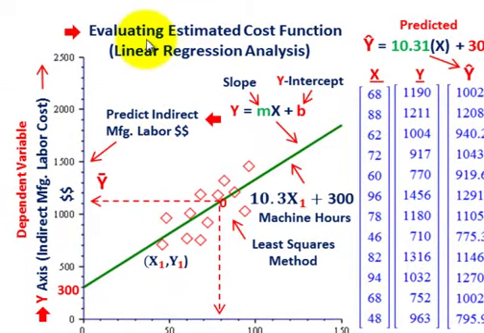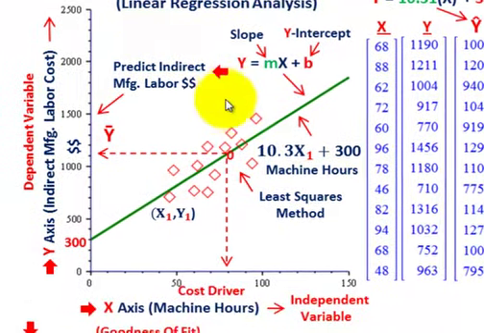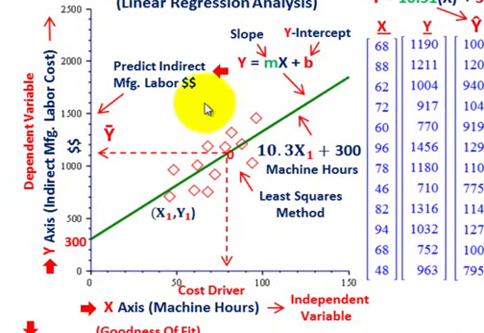What we're going to be going over here is evaluating an estimated cost function, and we've used linear regression analysis to estimate this cost function. So this is what we're talking about, and we'll start out with an XY coordinate plot. I've really got 12 different data points shown by those little red squares, and each one of those data points has an XY coordinate.